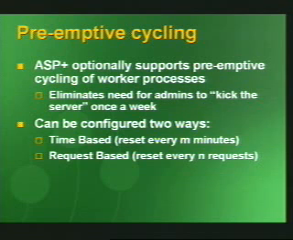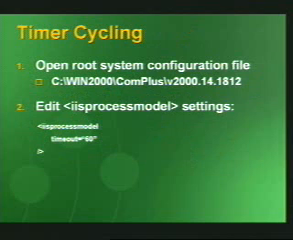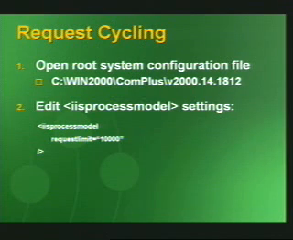You can say after a certain number of minutes, you can actually automatically reset the system. Or you can make it request-based, which means after n number of requests, reset the system automatically. To enable time-based, set this attribute called timeout and give a number of minutes you want where you want to reset the process. To do request cycling, you set it as the number, and you say the number of requests that you want before we actually terminate the process.